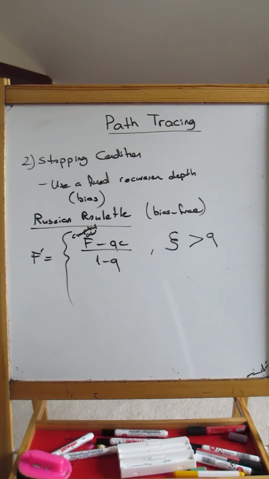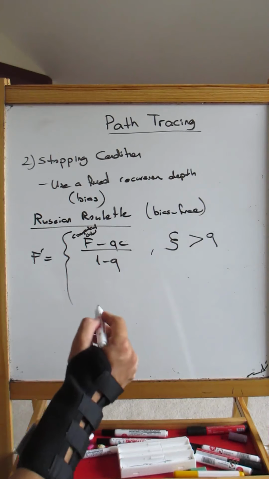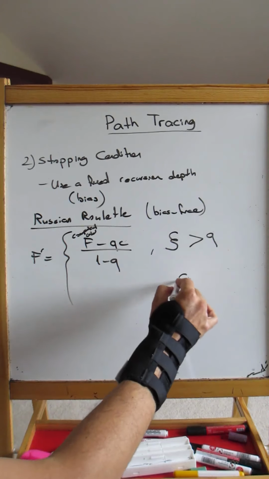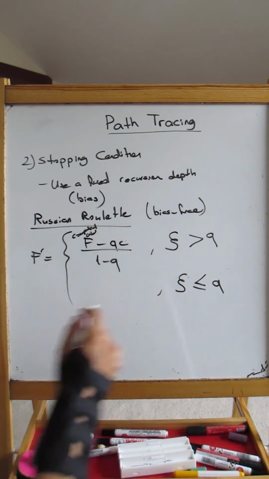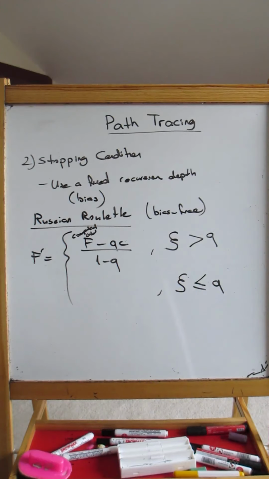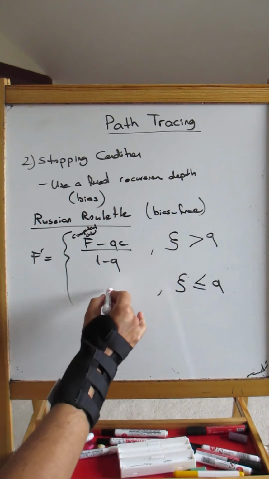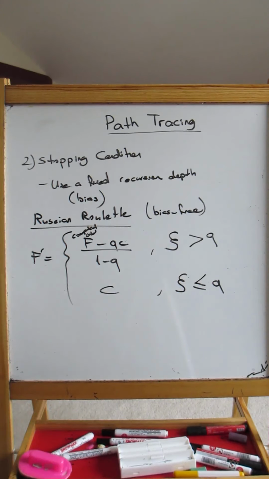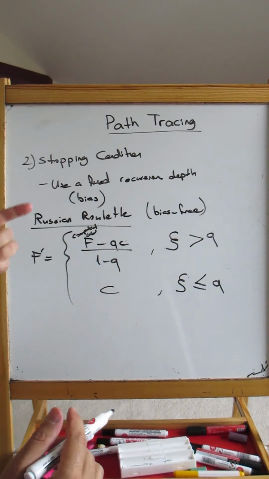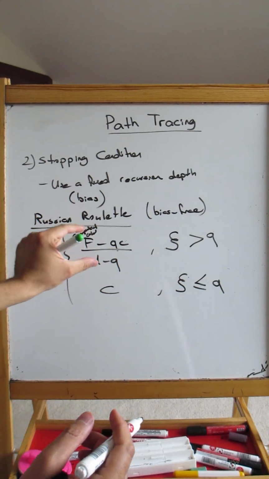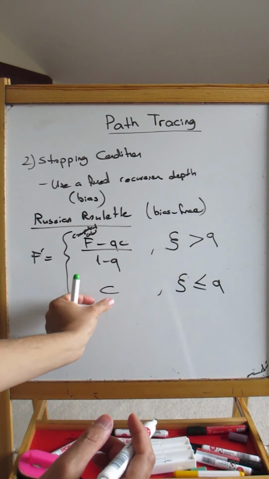Now, on the other hand, if the random number that you generate is less than or equal to q, we return the constant color. Okay, now this is interesting. So there are two possibilities. You either terminate or don't terminate. So this is what happens when you don't terminate, and this is what happens when you terminate.